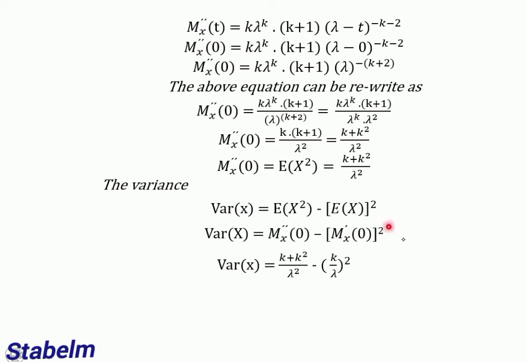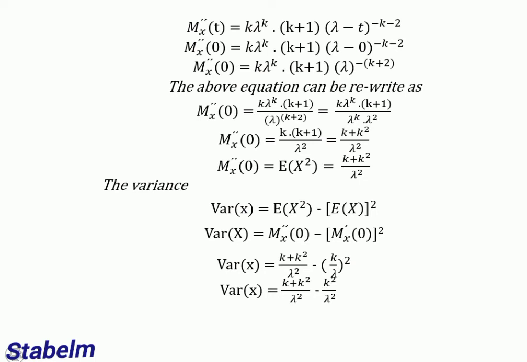You can see right from here we have a raised to the power 2, so we have to square the mean, and k divided by lambda is the mean, so we square it. So when we open this bracket now, we're going to have this: the variance of X equals k plus k raised to the power 2 divided by lambda squared, minus k raised to the power 2 divided by lambda squared.